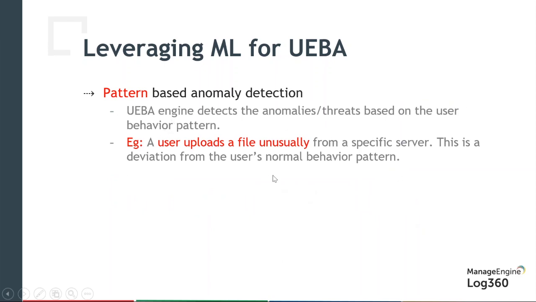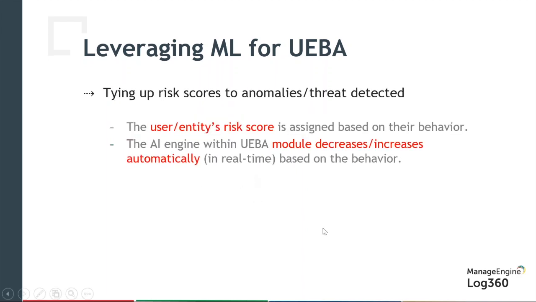And the third thing that we look out for is pattern. Let me give you an example. A user uploading a file unusually from a specific server. It could be corporate data. He or she is trying to copy an important file and then upload it to Dropbox. That's an unusual upload from a specific server. This is a deviation in pattern. All such deviations in pattern are also recorded by the application, and we arrive at something called a risk score. This is the best part, right?